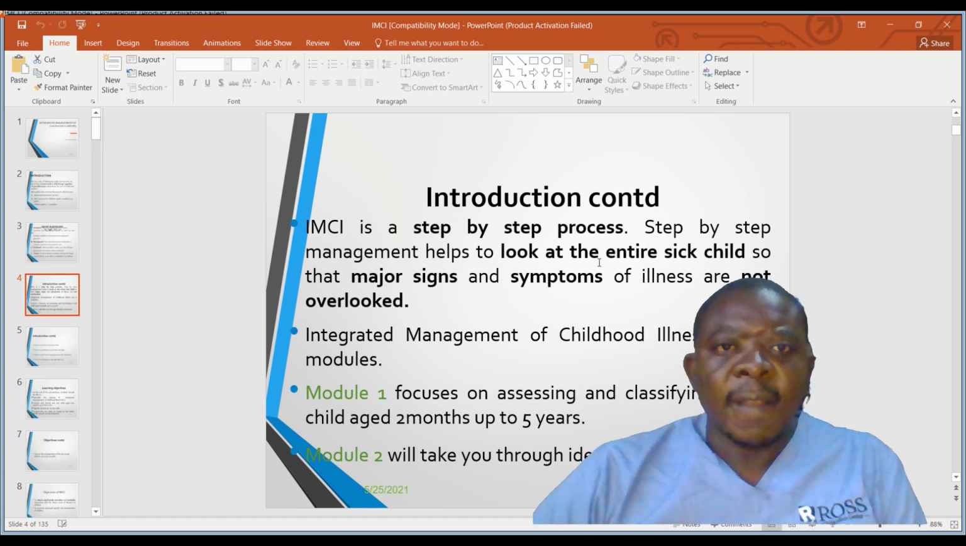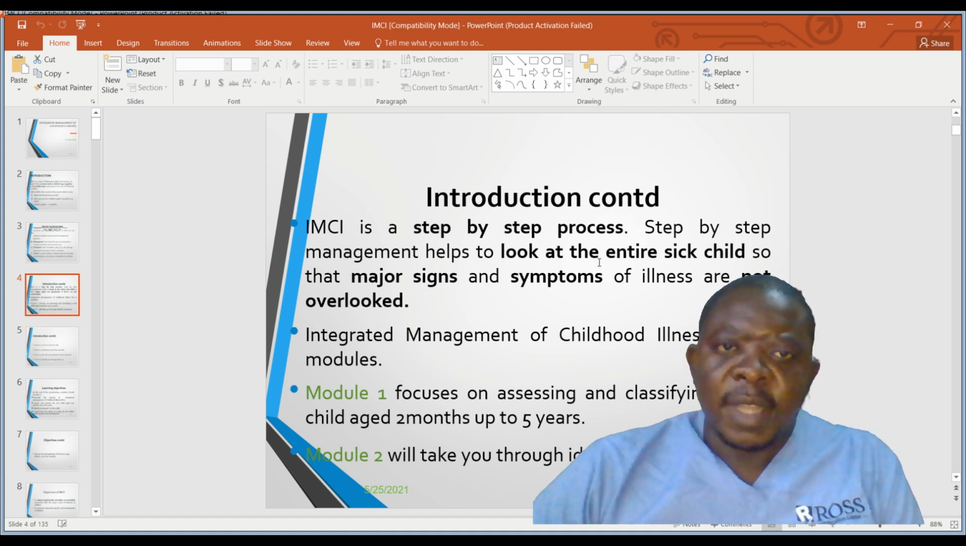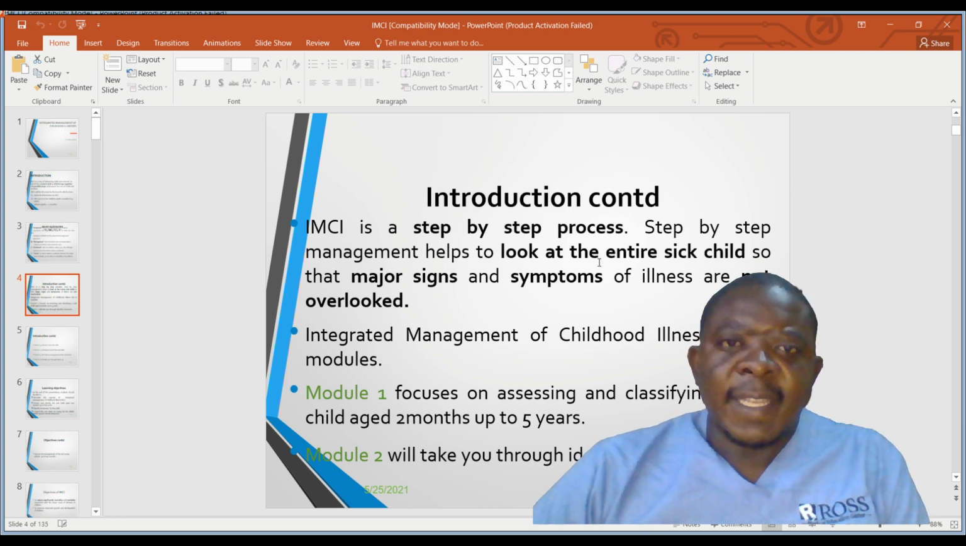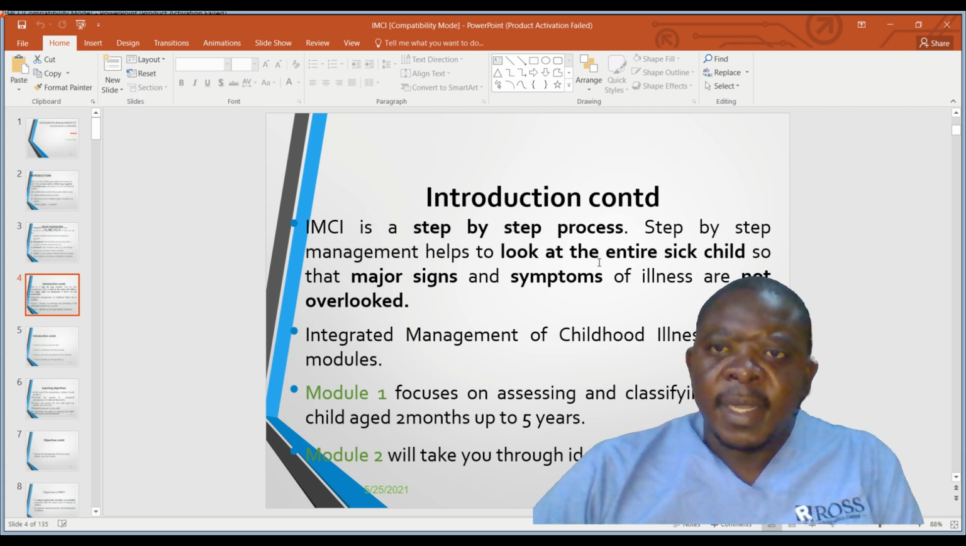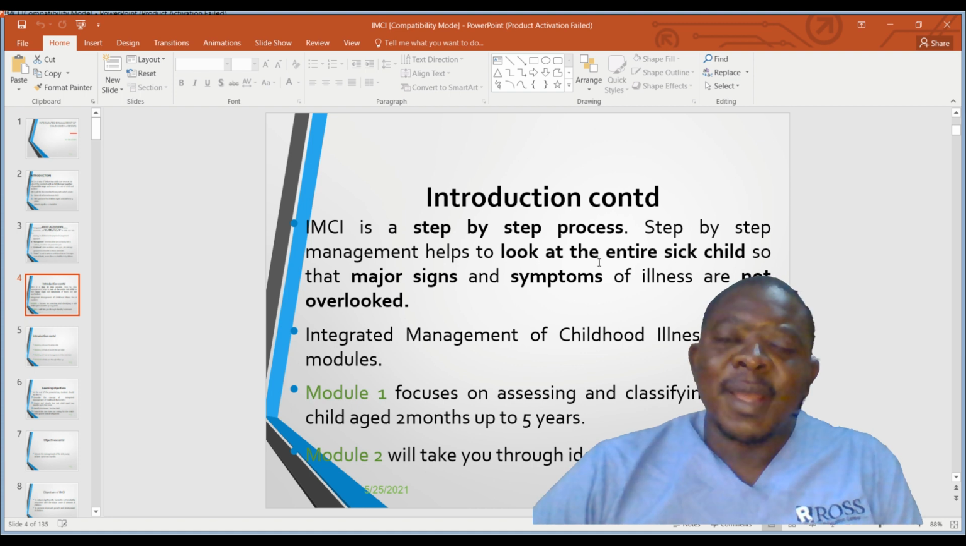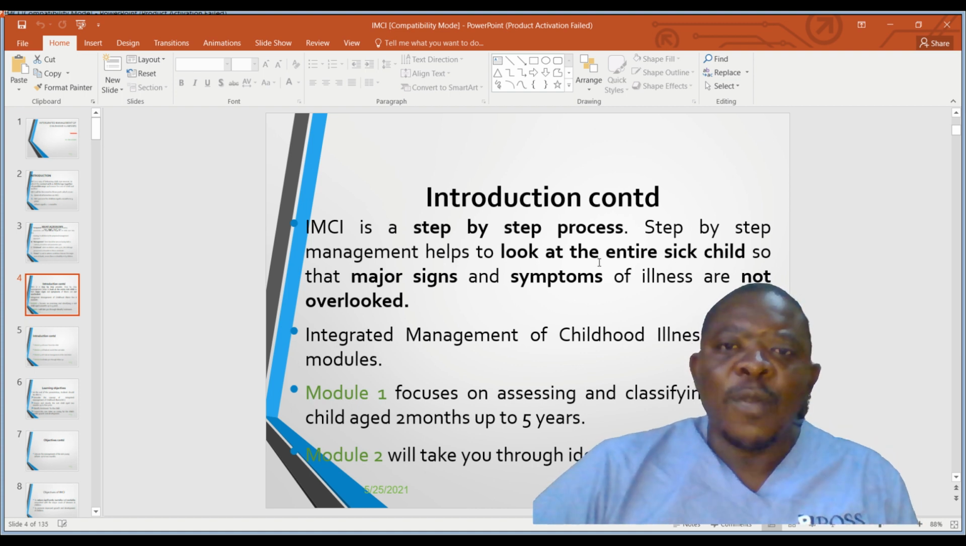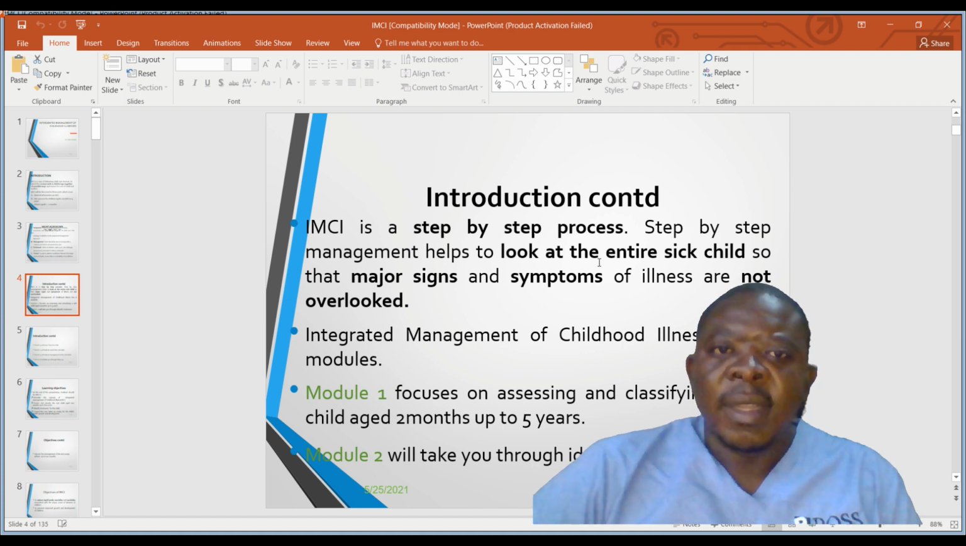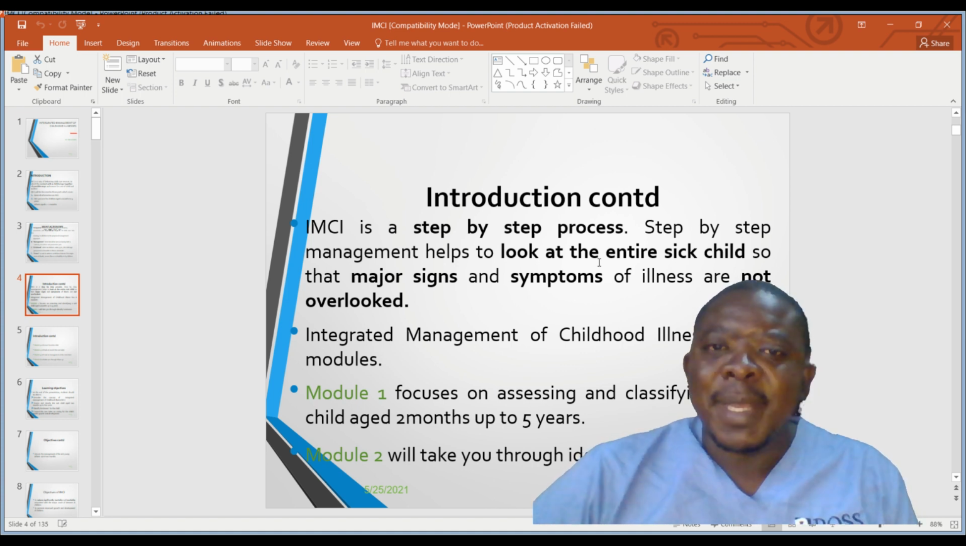Now that we have the acronym explained, let's have our introduction to IMCI. IMCI is a step-by-step management that helps to look at the entire sick child so that major signs and symptoms of illness are not overlooked. It is a step-by-step method of looking at the entire sick child so that we do not miss major signs and symptoms of the illness.